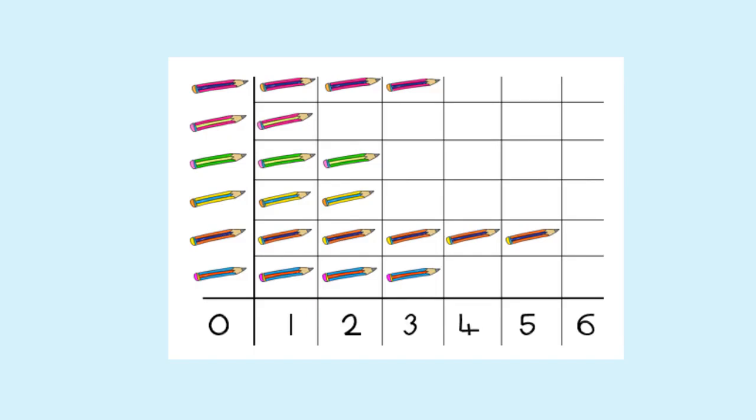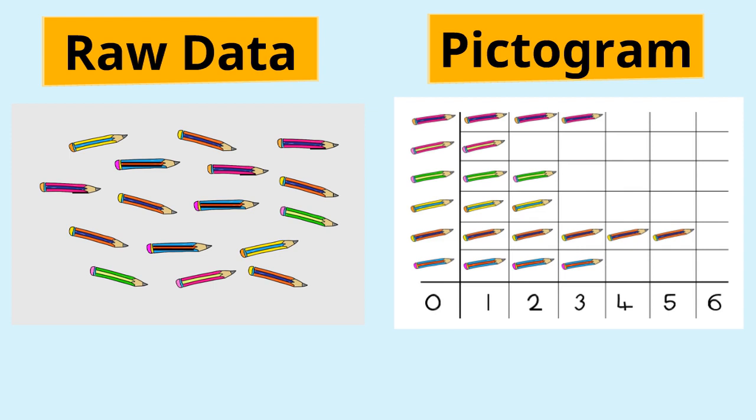Pictograms are the simplest way of showing data using pictures instead of crosses or numbers or anything like that. Think of pictograms like a way of sorting the items out, like being very organized. So on the left-hand side, we have the raw data, which is them all just mixed up on a picture like this. And on the right-hand side, when we sort them into their correct colors, we can make a pictogram.